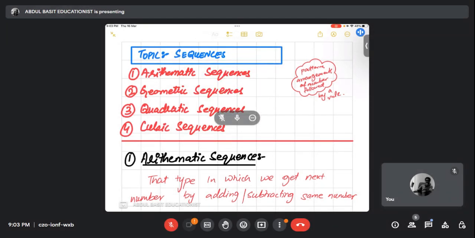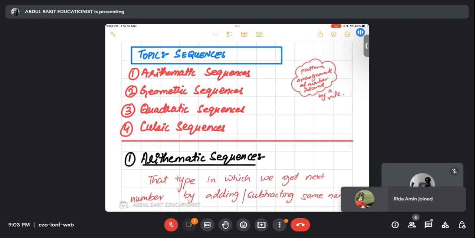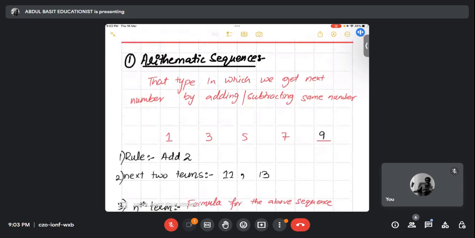Okay, everybody. So the topic which we are going to study today, I started this topic yesterday in class, and it was sequences. And there are four sequences in Cambridge examinations. The first one is arithmetic sequence, second one is geometric sequence, third one is quadratic sequences, and fourth sequence is a cubic sequence. Now they say that what is arithmetic sequence?